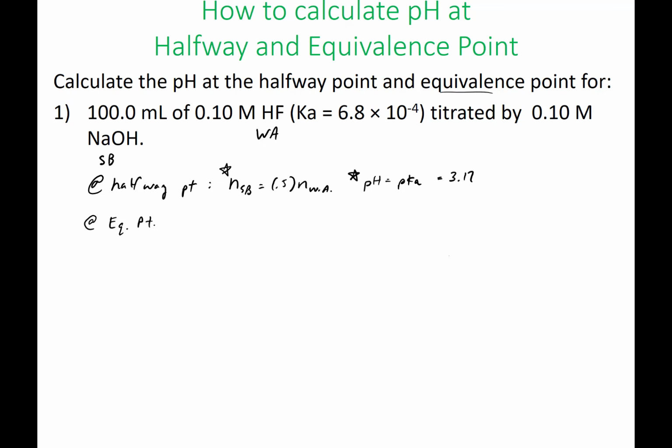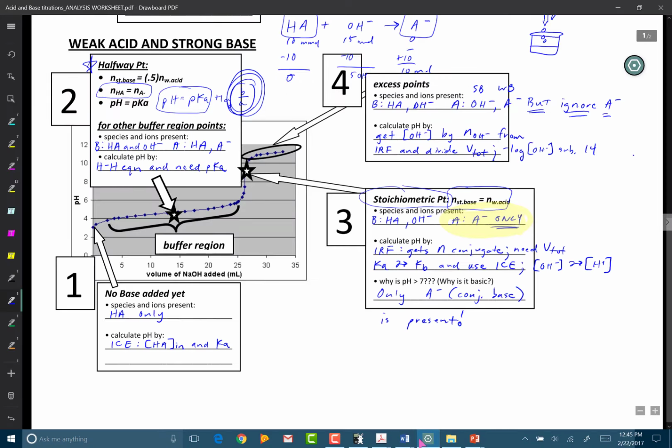Okay, so at the equivalence point, or stoichiometric point, let me go back to our cheat sheet here. At the stoichiometric point, we have that the moles of strong base equal the moles of weak acid. But what we need to figure out is how much A minus we have.